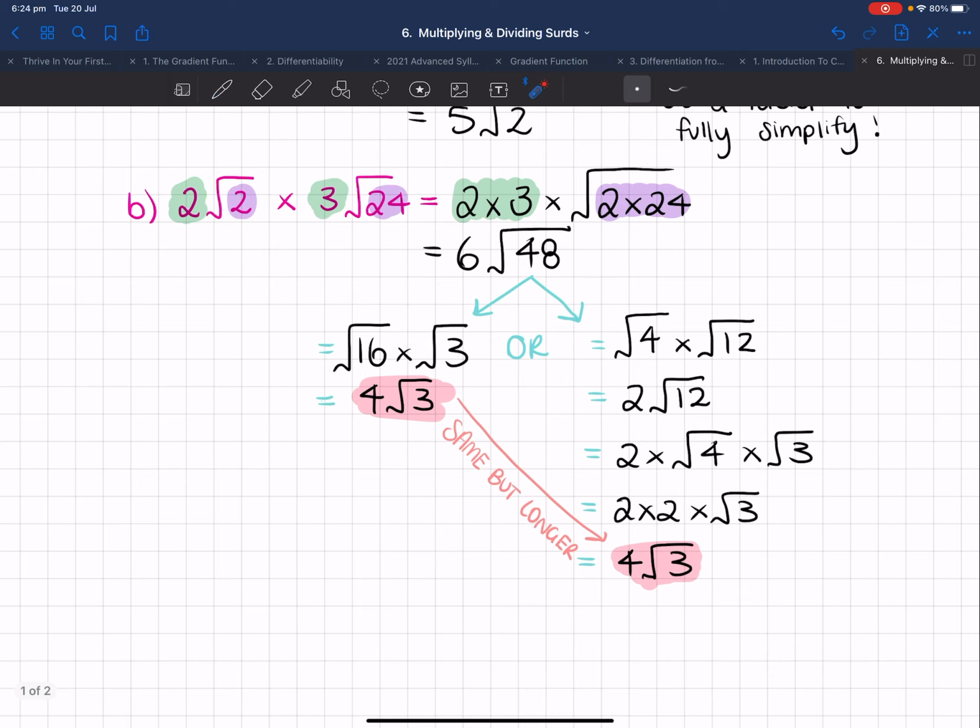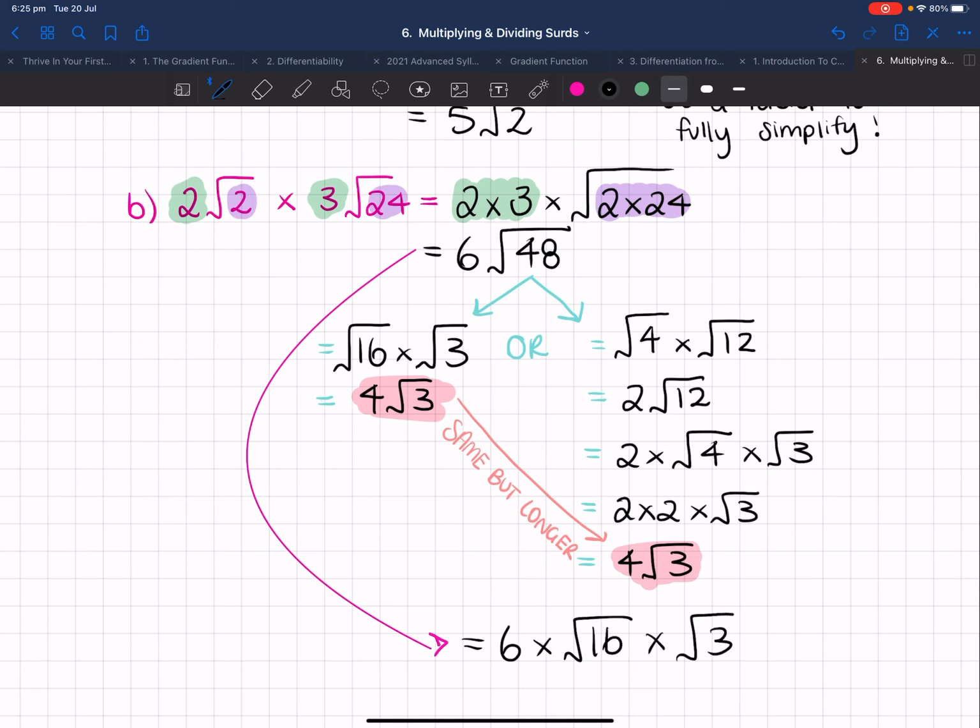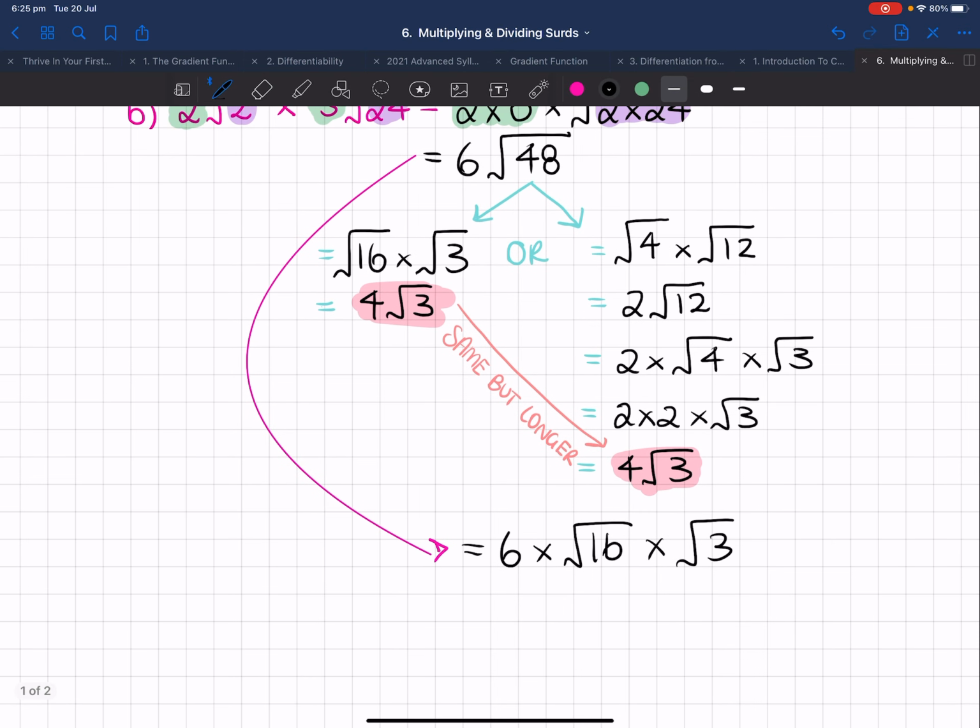So in saying that, what I've just done here is I've broken down the square root of 48. However, I've forgotten about the 6. So underneath, you guys are going to hate this, but here it becomes the 6 times the square root of 16 times the square root of 3. Okay, that's just the 48 broken down. The square root of 16 becomes 4 times the square root of 3. 6 times 4 is 24, square root 3. And that is our final answer.